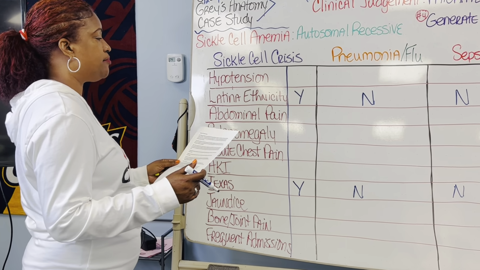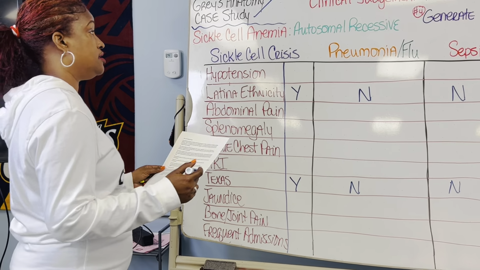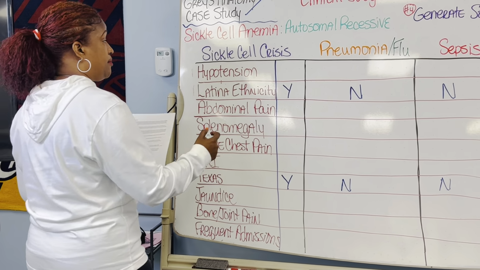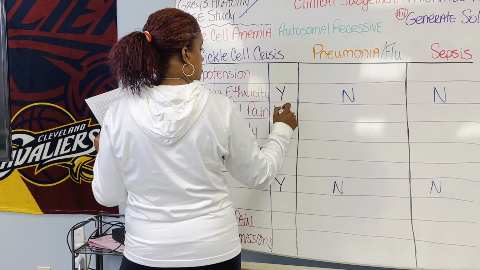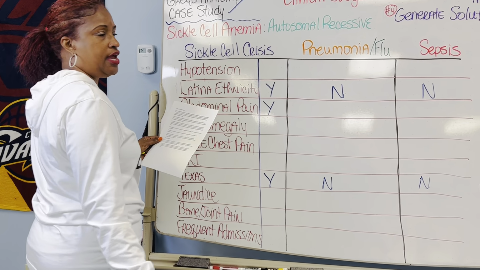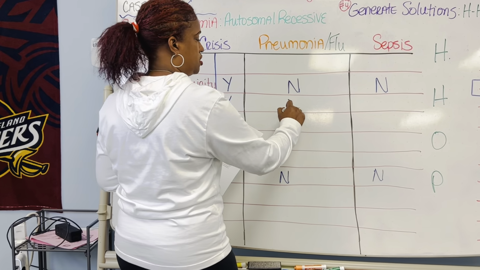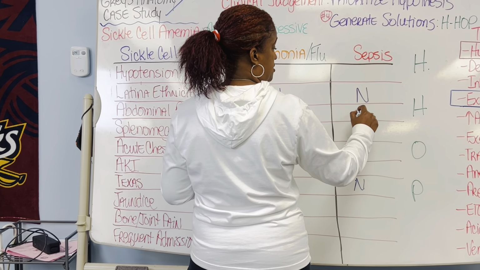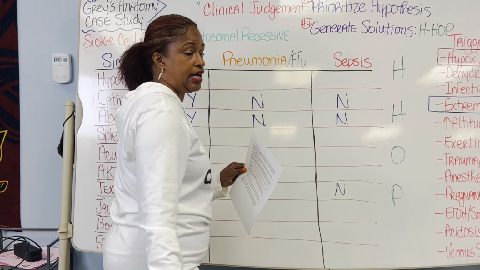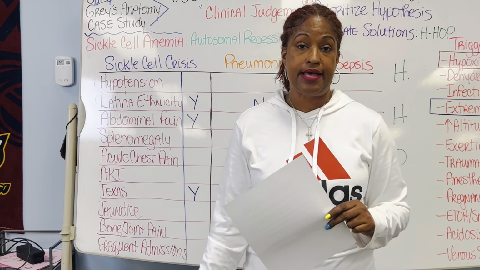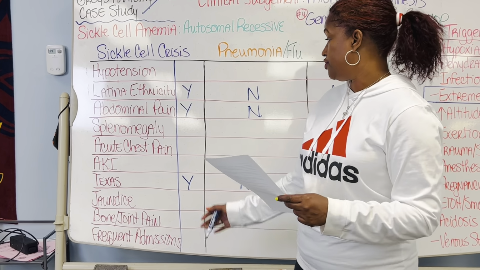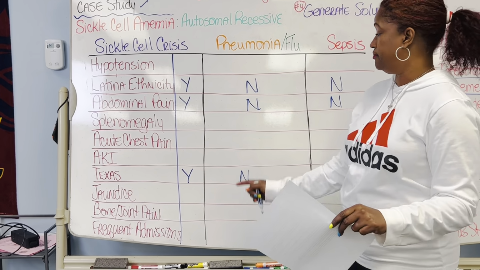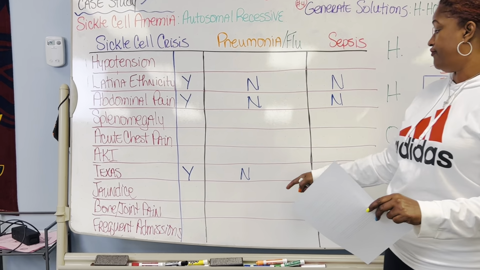So the child complained of abdominal pain. Is, after what you've learned, abdominal pain part of sickle cell crisis? You better believe it is. Is it part of the presentation of pneumonia and the flu? Absolutely not. How about sepsis? No. Not classic sepsis, not classic pneumonia. So you see, we've got a bunch of yeses followed by a bunch of no's. So yeses and no's are making up our mind here, okay?